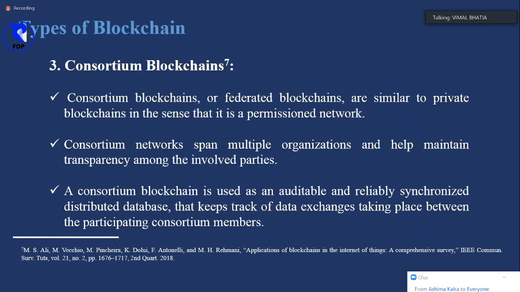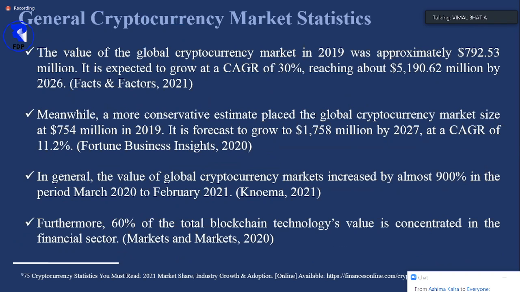So you might think of, let's say, your institute being affiliated to a university, or the institute having different centers or departments which are working independently, but are all part of this one thing. Some institutes have a medical college, or there might be one university where there are different institutes affiliated to it. So there are multiple independent organizations, but they all come under the same consortium. So they can use a blockchain network for their consortium. Consortium blockchain is used as a portable, reliable, synchronized database that keeps track of data exchanges taking place within the participating consortium members.